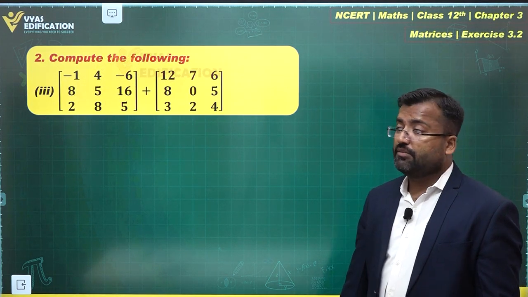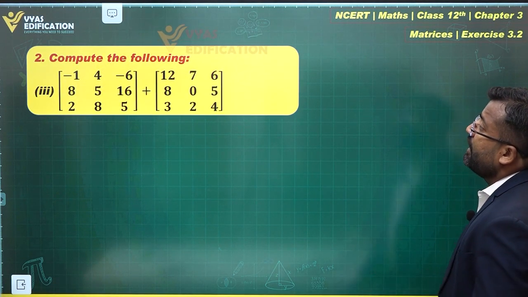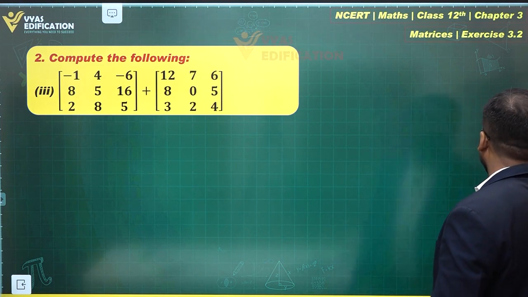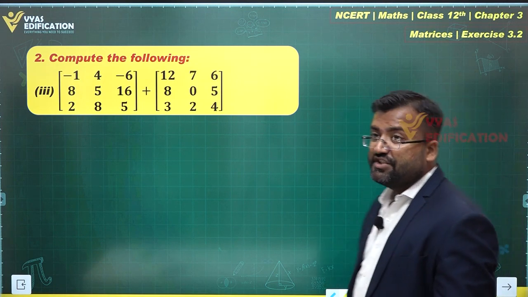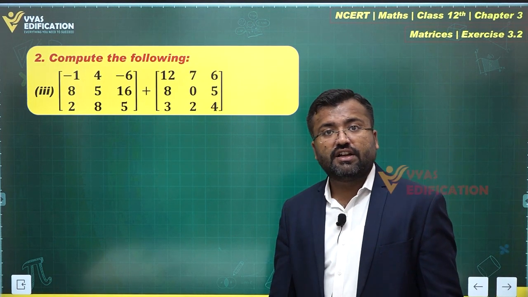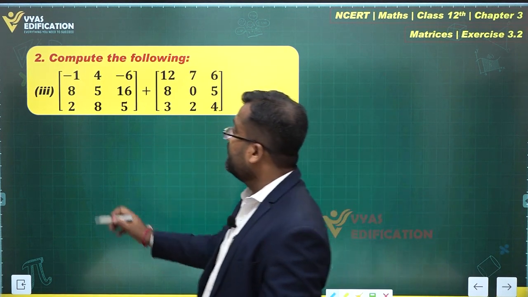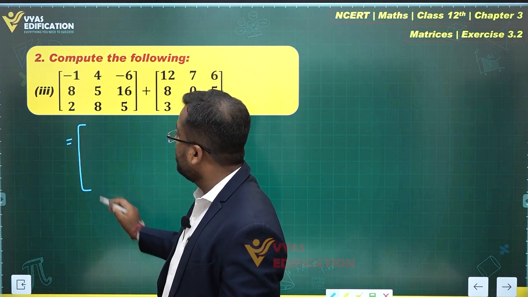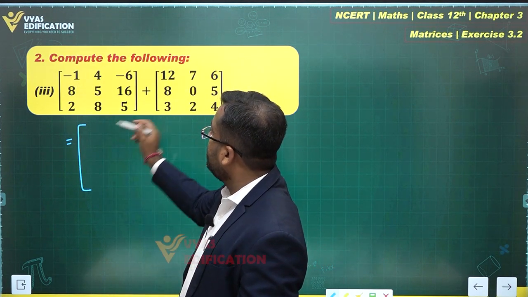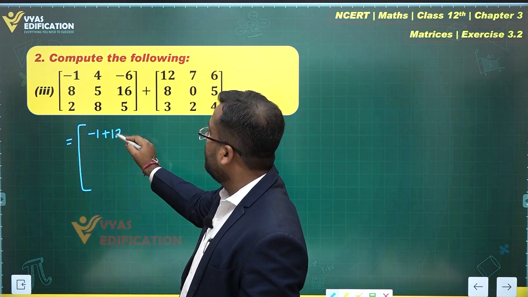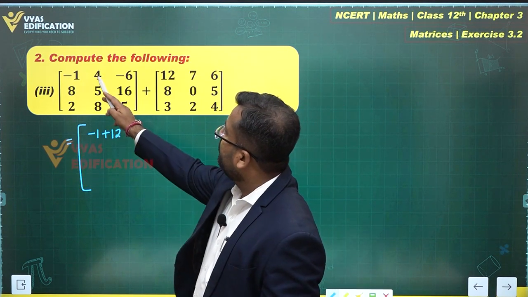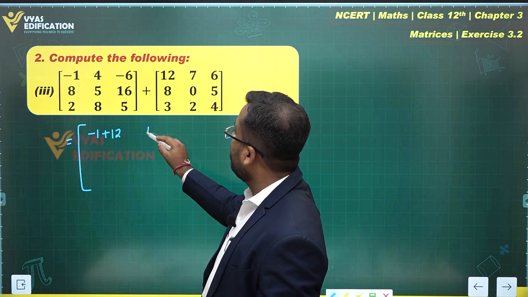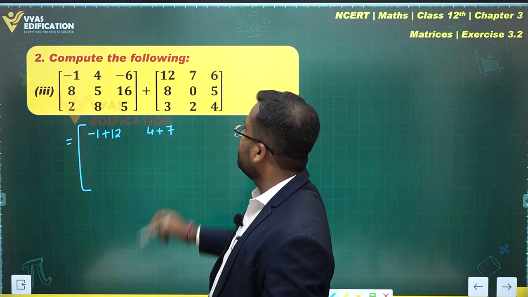Let us take a look at this third part for second question. So here we have a 3 by 3 matrix and another 3 by 3 matrix. We are supposed to add these two matrices, and addition of these two matrices is not difficult at all. We will add the corresponding elements. Let's show it. Minus 1 plus 12. Right? A11 and B11. Then first row, second column. This is 4 plus 7 over here.